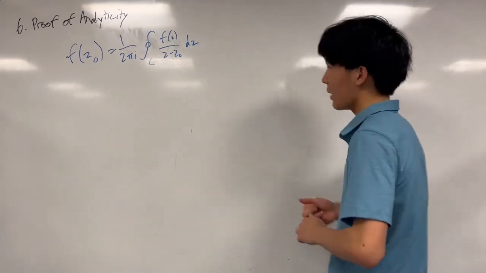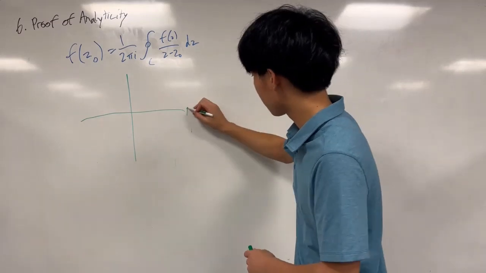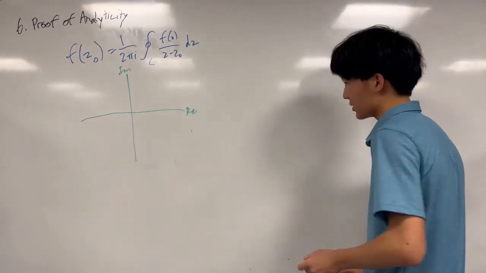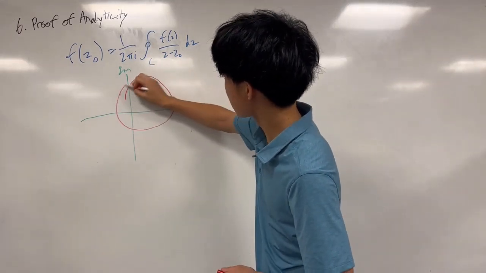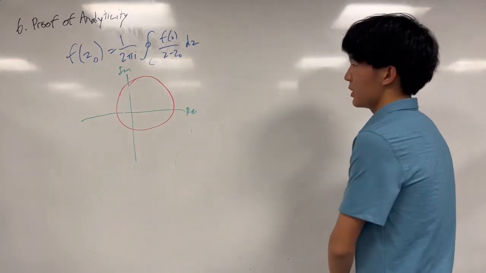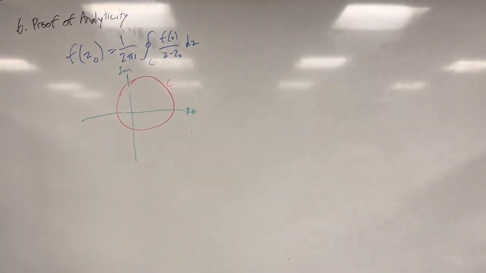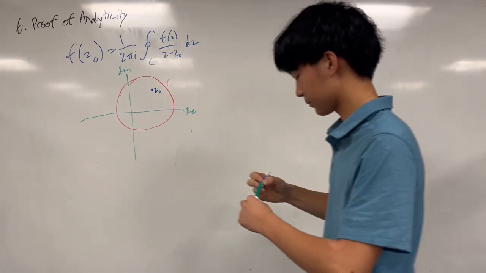Geometrically, on the complex plane, we have our contour c, which we used a circle for to simplify calculations. Not the best circle, but you get the idea. Contour c, and then we have our point z sub 0 within that. Right.